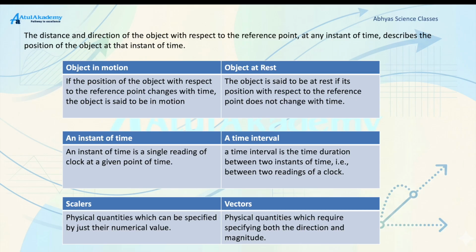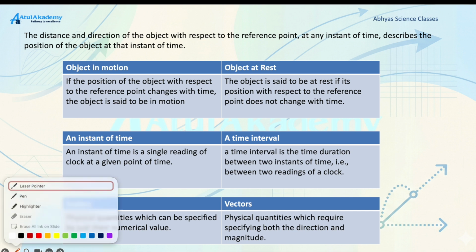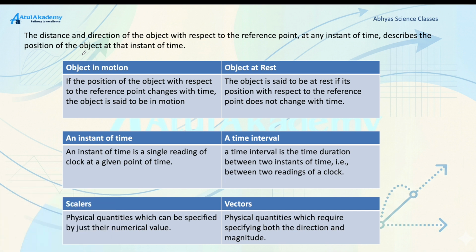combinations. The distance and direction of the object with respect to the reference point at any instant of time describes the position of the object at that instant of time. So we need a reference point. So when do we say that object is in motion? If the position of the object with respect to reference point is changing with time, then the object is said to be in motion.